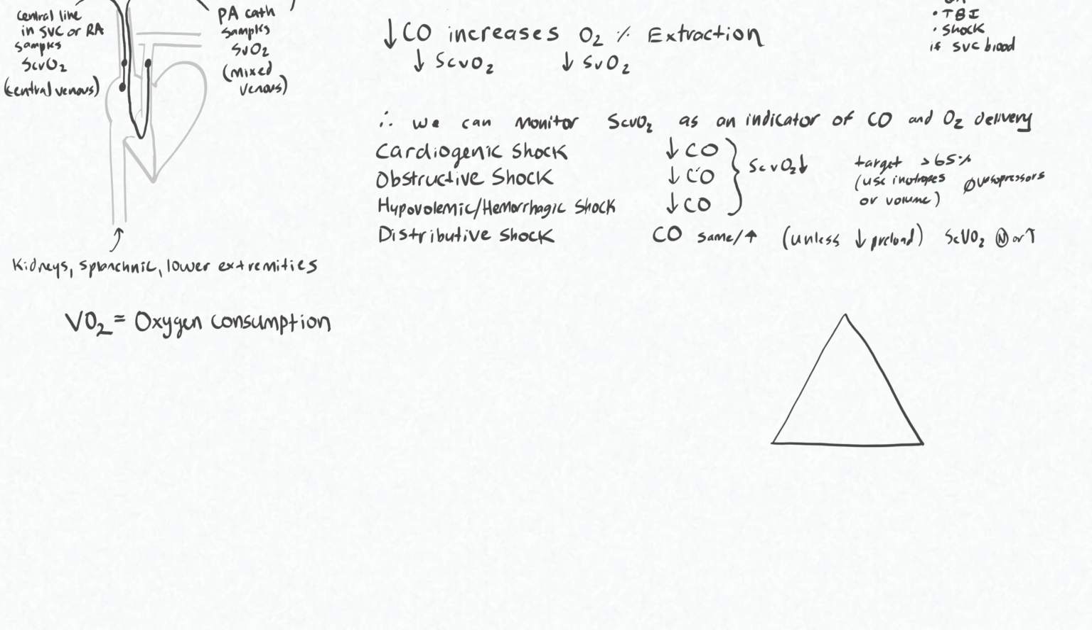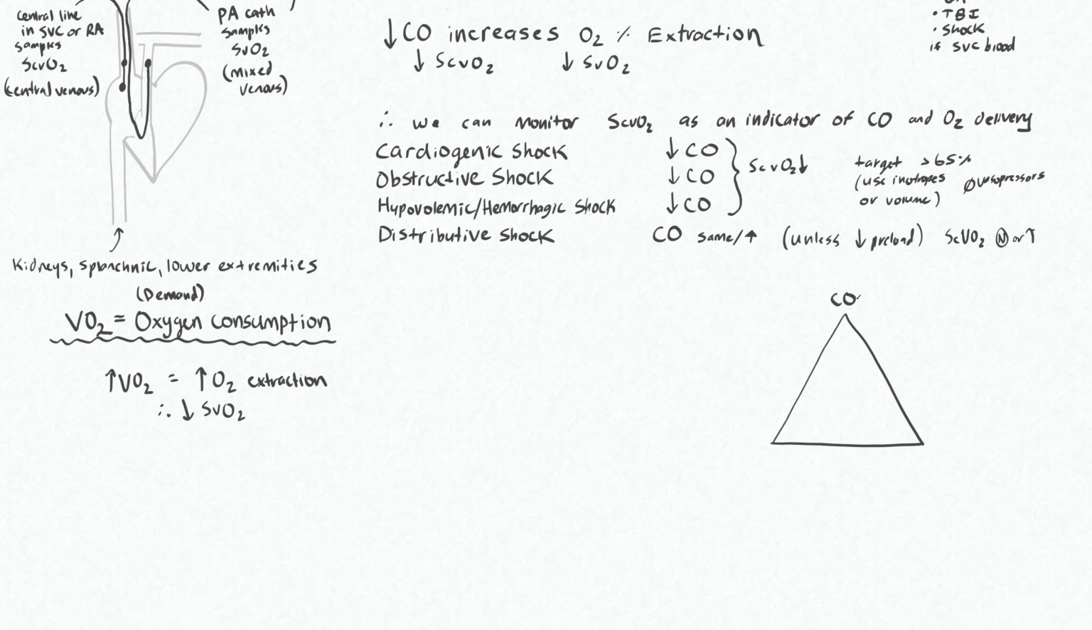Although I did my best to keep this simple and make the argument that the ScVO2 is a good monitor of our cardiac output, of course the other half of this equation is the oxygen consumption or the demand of the organs. Increasing your VO2, which is your oxygen consumption, will increase your oxygen extraction and therefore decrease your central venous sats and mixed venous sats.